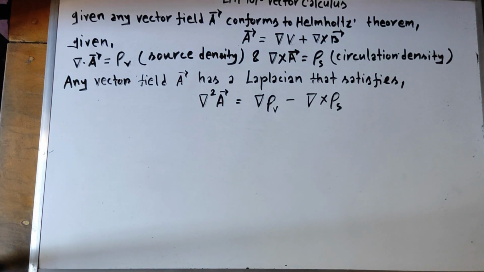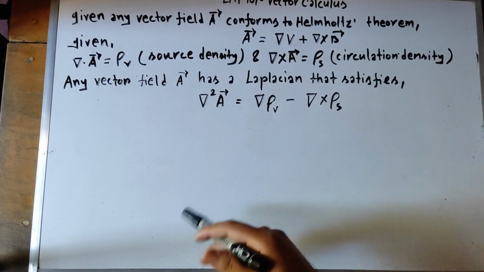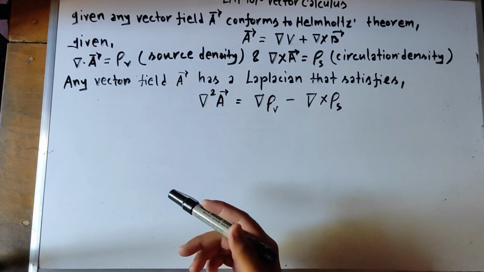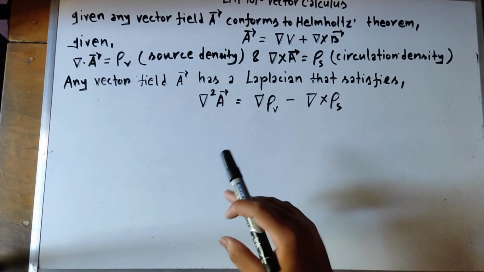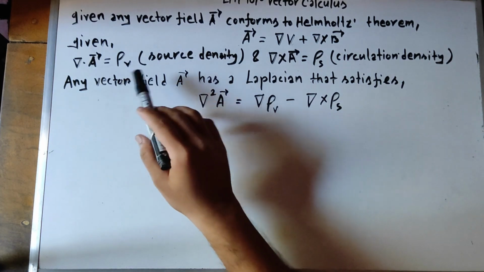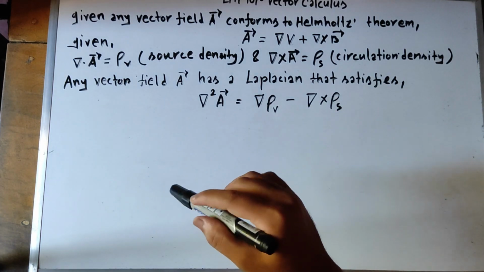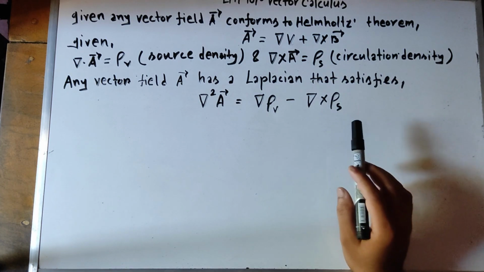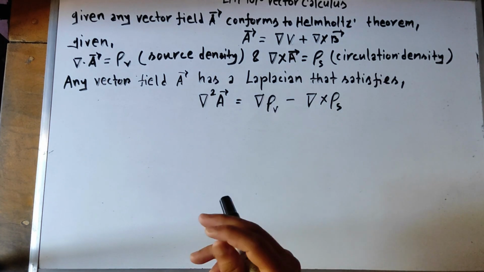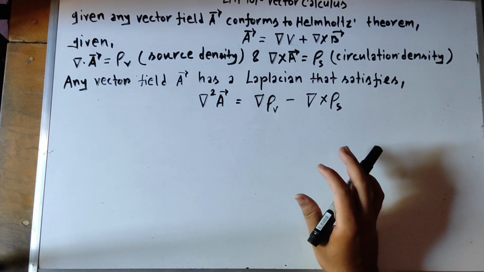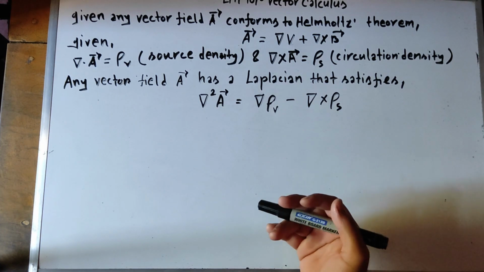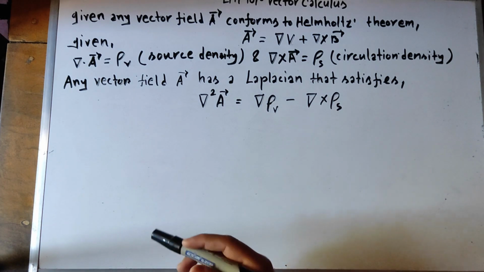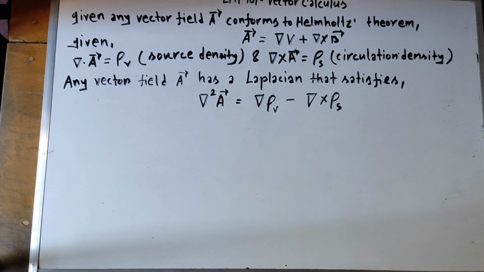In my previous video I discussed the Laplacian of scalars and vectors. A vector field's Laplacian can be understood in terms of volume flux density, which in this case I have designated rho v, and its surface circulation density, which is rho s. This relation fits within the framework of Helmholtz theorem, and it demonstrates the flexibility and utility of Helmholtz decomposition in various electromagnetic concepts.